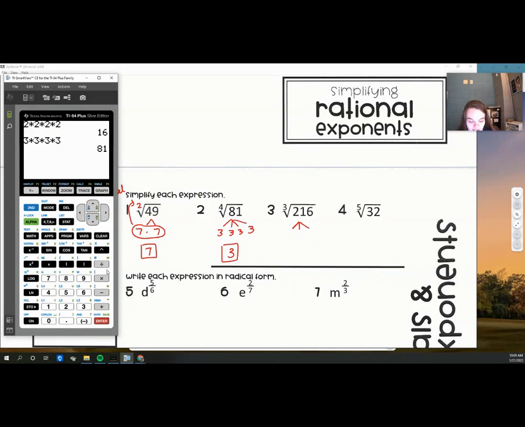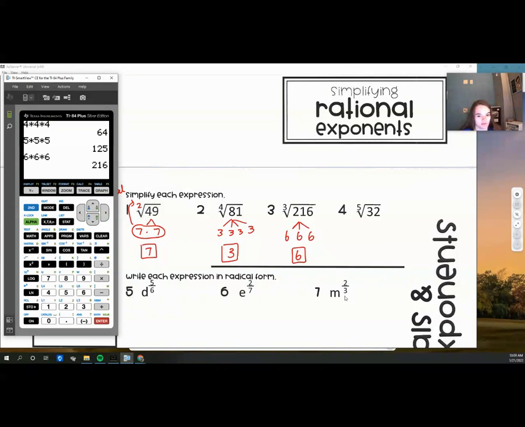For 216, we'll multiply a number by itself 3 times to give us 216. Obviously, it's not 2 or 3 since both of these are smaller. So let's go 4. 4 times 4 times 4. That's 64, so it's not that one. 5 times 5 times 5. Still too small. 6 times 6 times 6 is 216. So it's 3 sixes. Okay, so the answer is 6.